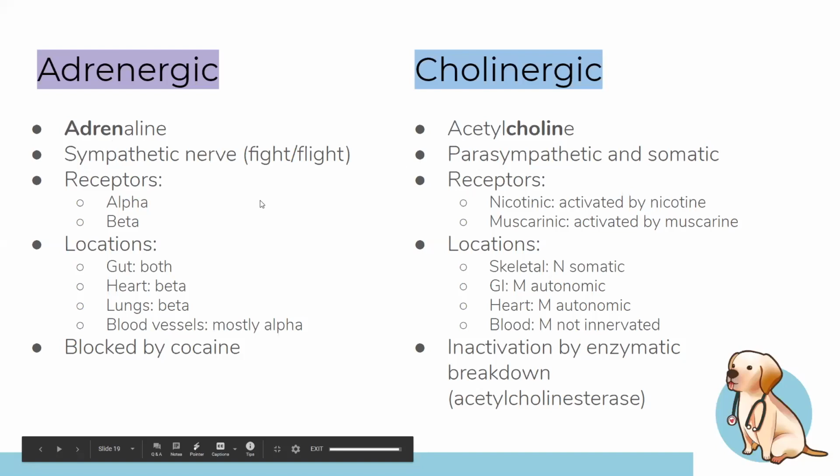For adrenergic, you have alpha and beta receptors. In your gut, you have both alpha and beta. Your heart has beta, your lungs have beta, and your blood vessels have mostly alpha. While for cholinergic, you have nicotinic receptors activated by nicotine and muscarinic receptors activated by muscarine. As for location, in your skeletal muscle, you have nicotinic receptors and somatic nerves. In your GI tract, you have muscarinic receptors and autonomic nerves. In your heart, you have muscarinic and autonomic. And in your blood vessels, you have muscarinic, but it's not innervated. Just a bit more info: adrenergic can be blocked by cocaine, and cholinergic can be inactivated by enzymatic breakdown, so acetylcholinesterase.